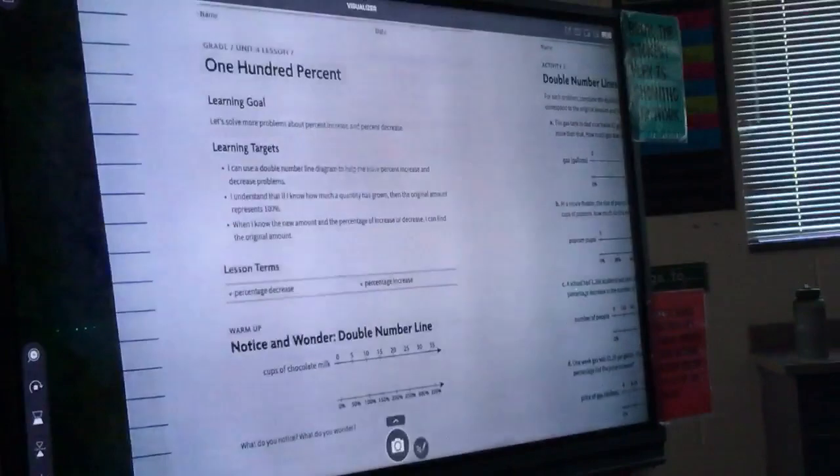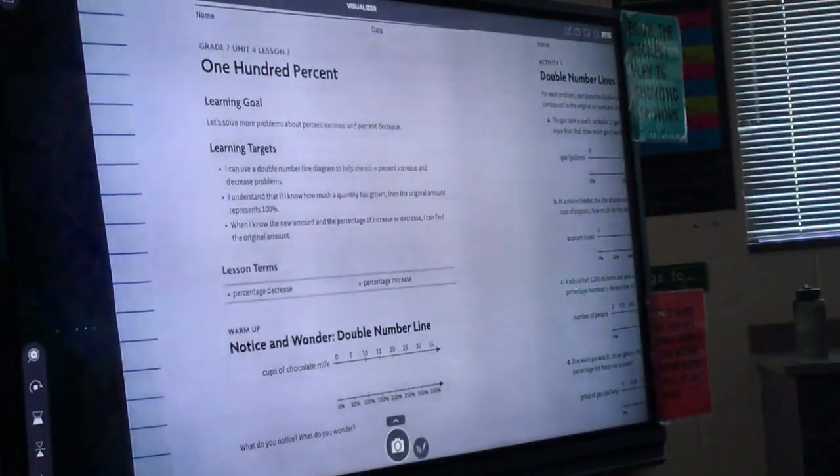All right, so today it says, let's solve more problems about percents with increasing and decreasing. You're going to be able to use a double number line to help you solve percent increase and decrease. You're going to understand that if you know the quantity has grown from the original point, it's going to be above 100, and if it's less than the original point, it's going to be below 100, essentially is what those last two are saying.